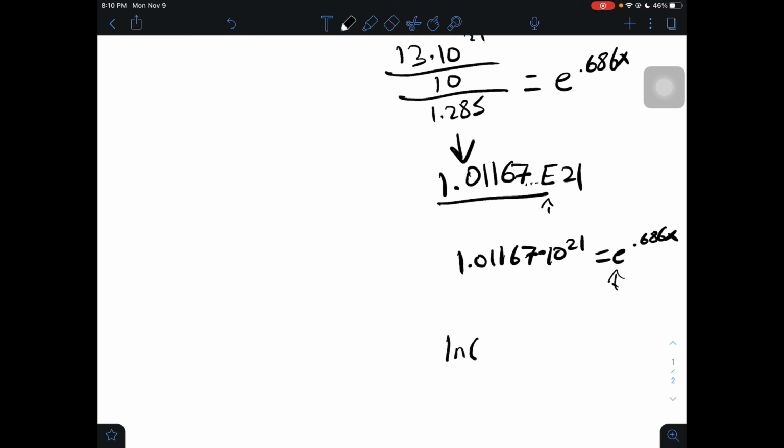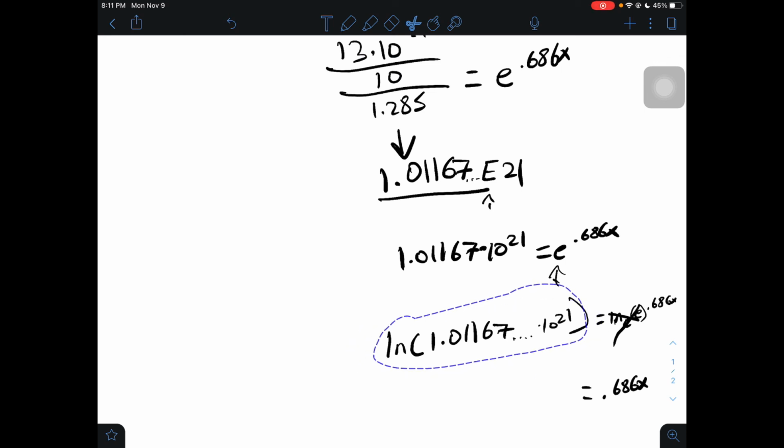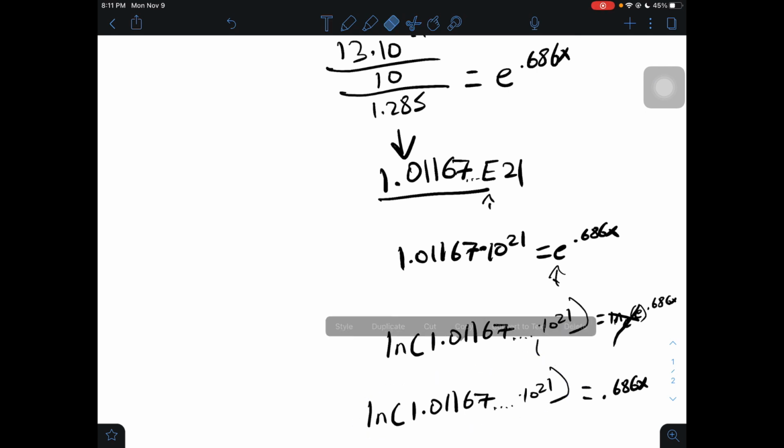So we have ln of 1.01167 times 10 to the power of 21st, which is equal to ln of e to the 0.686x, because the base of ln is e, which is around 2.72. Basically, when you have ln with an e right here, it eliminates, and you're left with this being equal to 0.686x. Our right side is just staying the same, so we can just bring it down.